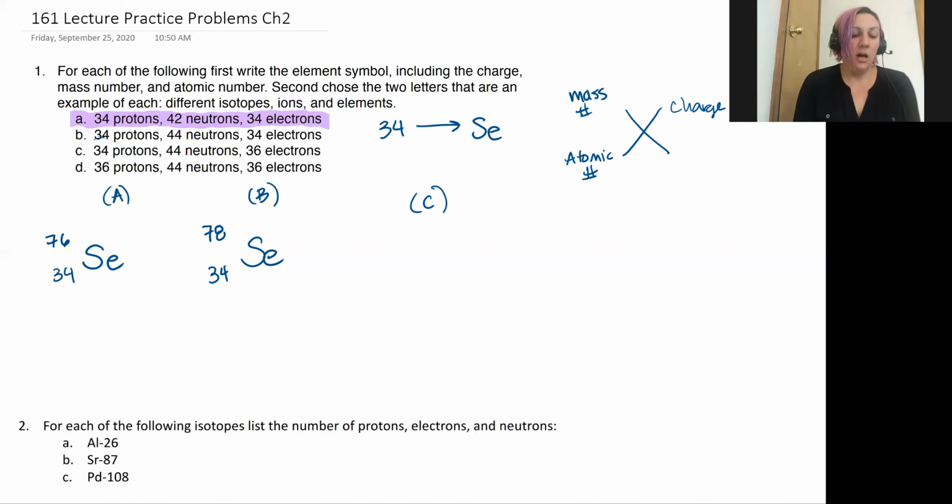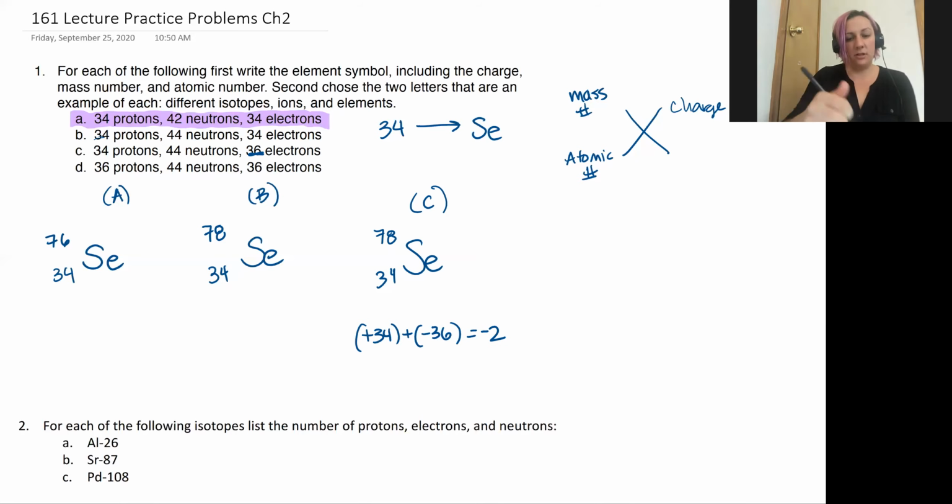All right, C. 34 protons again. It's selenium. And I know my atomic number is 34. So now looking at this, I have 44 neutrons again. So I have the same number I did for B. That means my mass number will be the same. It'll be 78 again. But this time I have 36 electrons rather than 34. So I've got 34 protons, and I have 36 electrons. They are negatively charged. So that's going to give me an overall charge for the atom that's -2. So I'm going to write that in that upper right-hand corner.